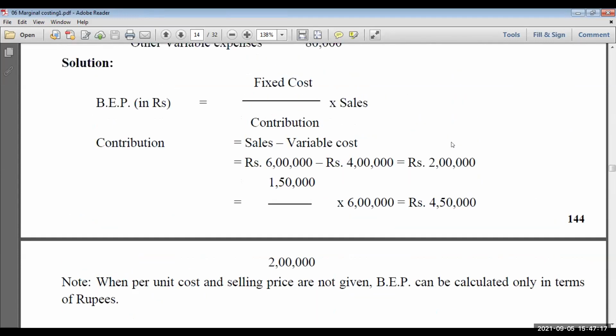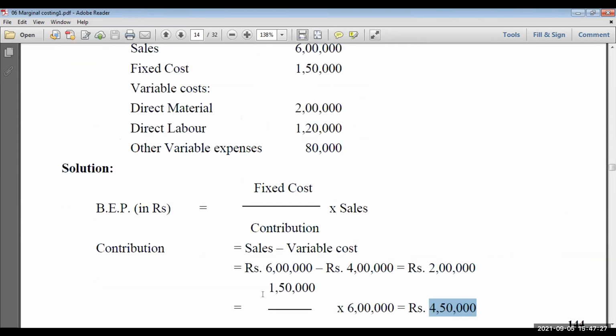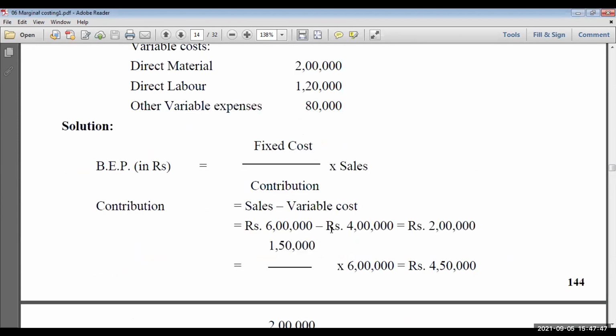4,50,000. 4,50,000 rupees. 4 lakh. Sales 50,000 minus variable cost. Okay. 4,50,000. Somebody told 2,25,000, somebody told 5,40,000. Fixed cost by contribution. What is the problem? What is the mistake? Contribution into sales. Fixed cost by contribution.